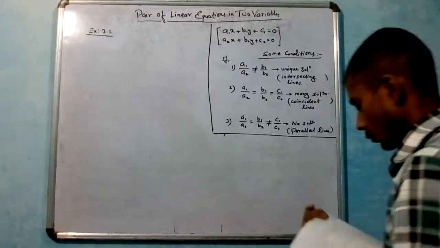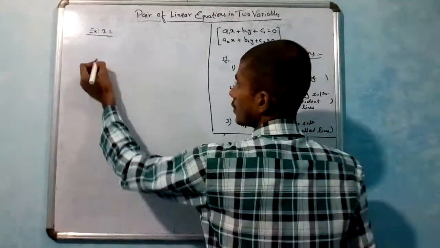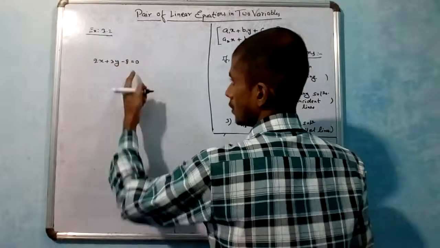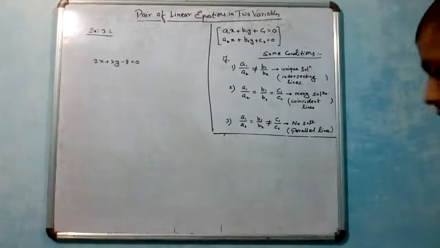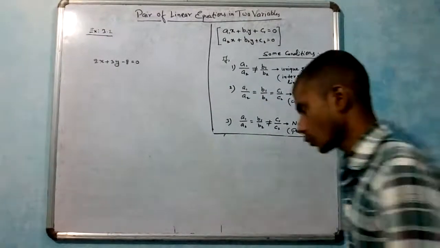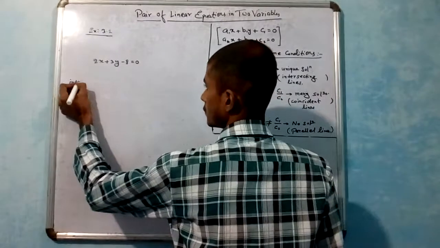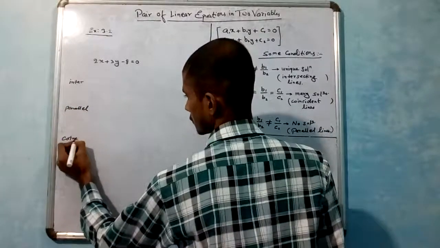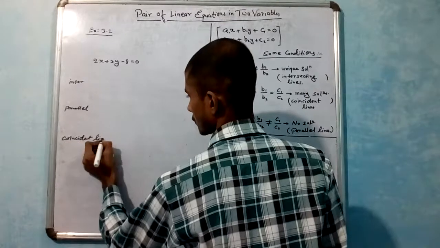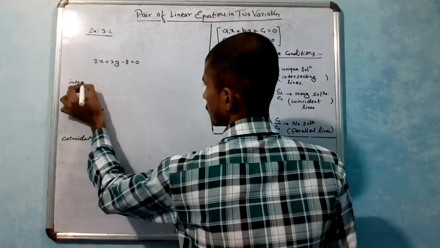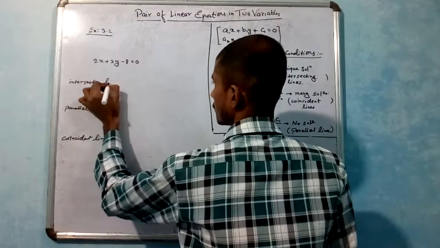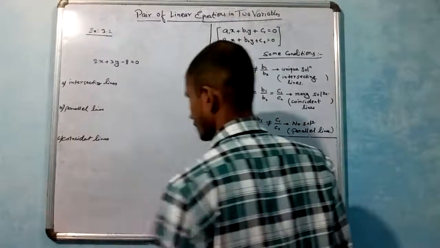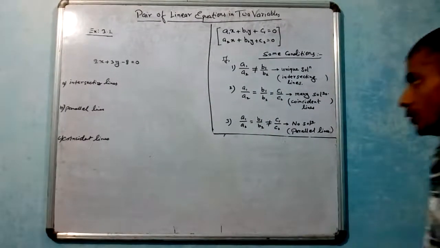What is the equation? 2x plus 3y minus 8. Now, given for intersecting lines, parallel and coincident lines, the coefficients A, B and C. Now, intersecting lines.